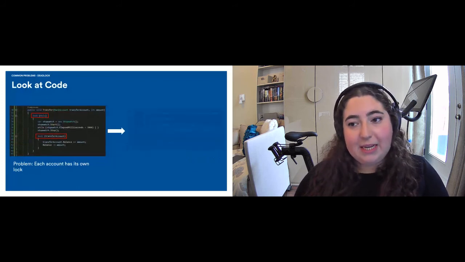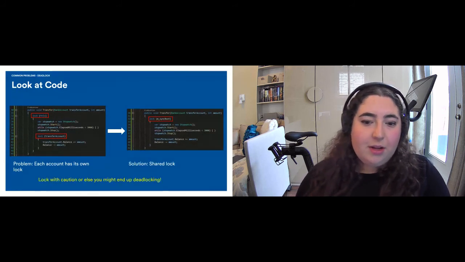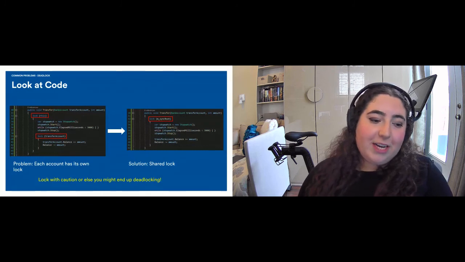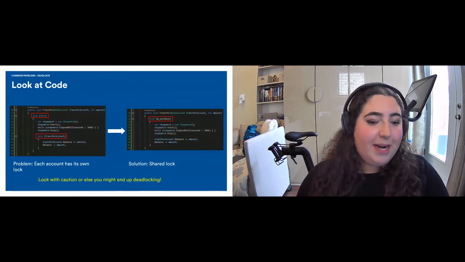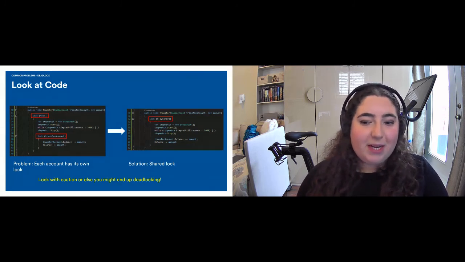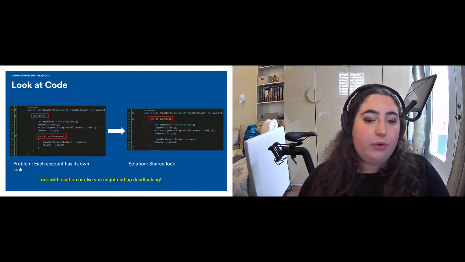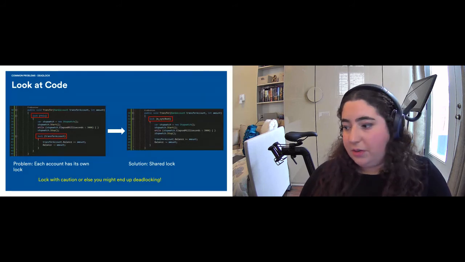So how do we fix this? Well, we would use a shared lock. The moral of the story is lock with caution, or else you might end up deadlocking. And also, once you figure out what type of problem it is and where the problem is in the code, the solution is typically easy. The hard part is analyzing your files to really figure out where you should be looking in the code to solve the issue.